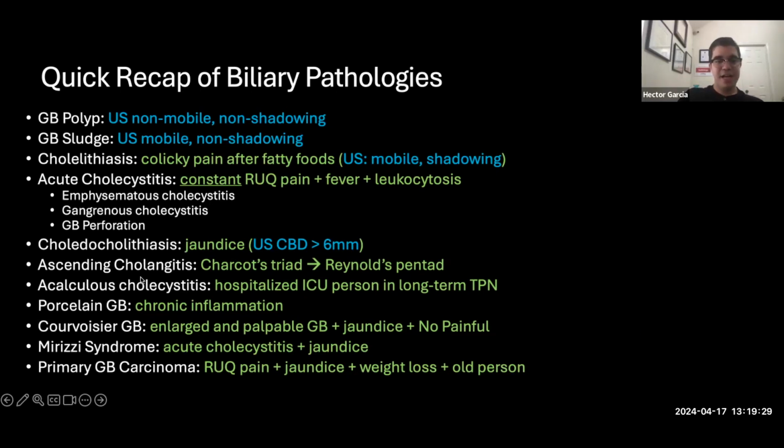Now, ascending cholangitis is pretty much like a step up from choledocholithiasis, meaning a stone gets lodged in the common bile duct, but then that stone starts producing infection. And the reason it's ascending is because when it gets lodged in the common bile duct, the bacteria ascend the biliary tree. And you can get Charcot's triad: fever, right upper quadrant pain, and leukocytosis, because itis means inflammation, and jaundice, because the common bile duct is obstructed.